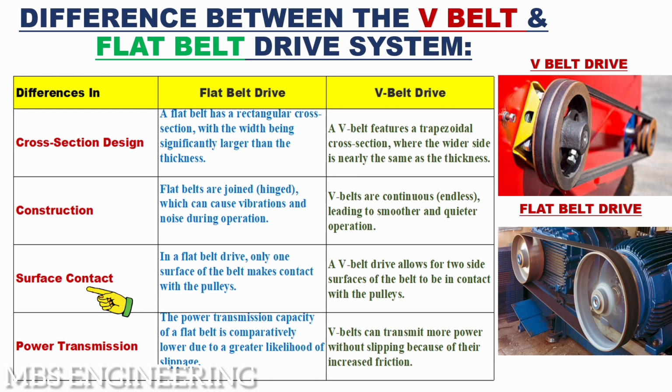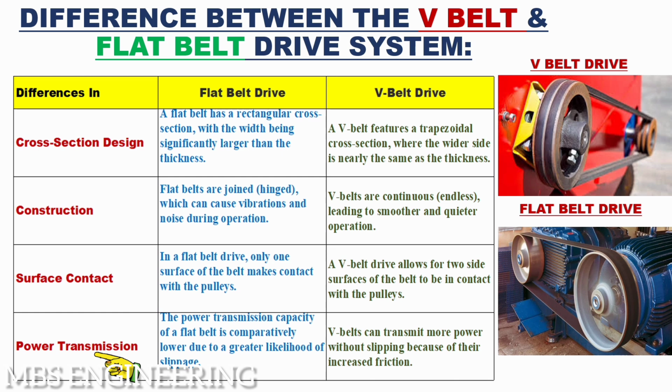The seventh difference is surface contact. In a flat belt drive, only one surface of the belt makes contact with the pulleys. A V-belt drive allows for two side surfaces of the belt to be in contact with the pulleys.